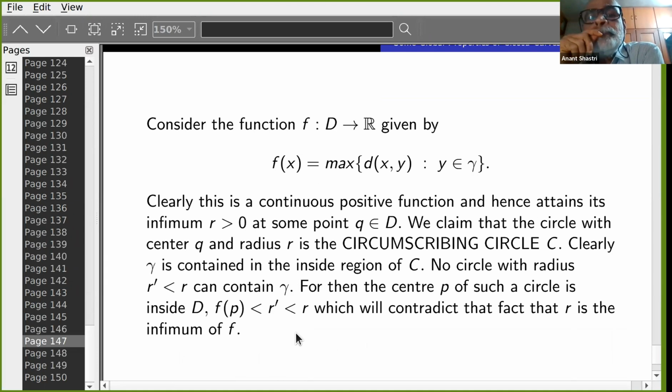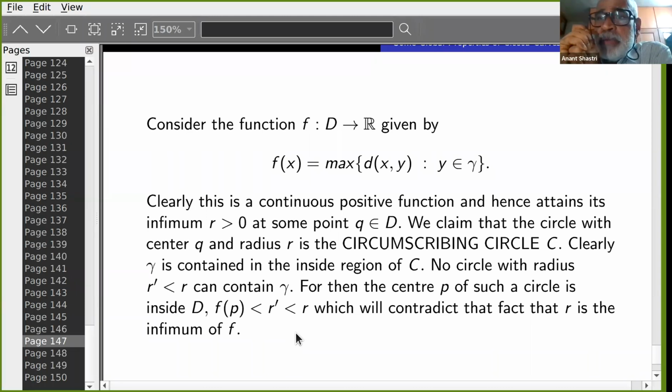Sir, can you explain again why gamma is contained inside the region of C? Hello? Hello? Tell me. Can you explain again why gamma is contained in the inside region of C?